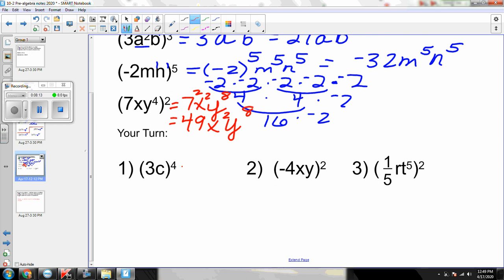Okay, let's check. So this would be 3 to the 4th times c to the 4th. Well, 3 to the 4th would be 3 times 3 times 3 times 3. If you had 81 c to the 4th, you were correct. Try number 2.